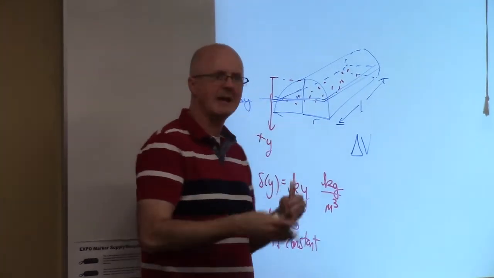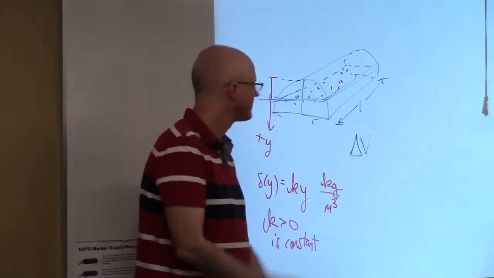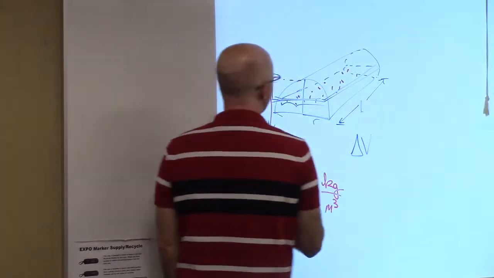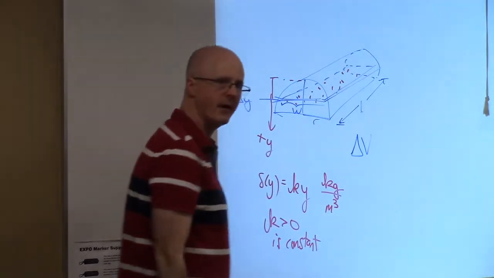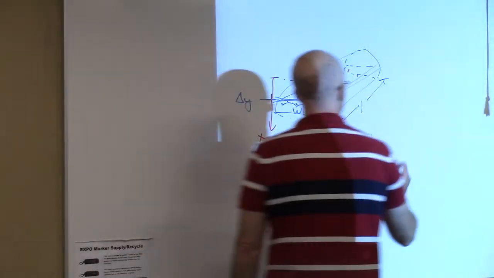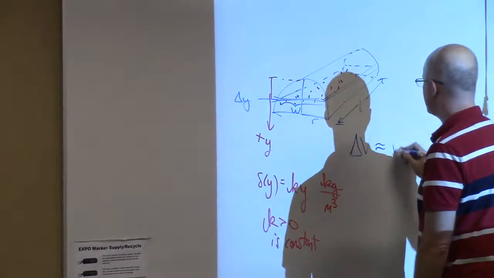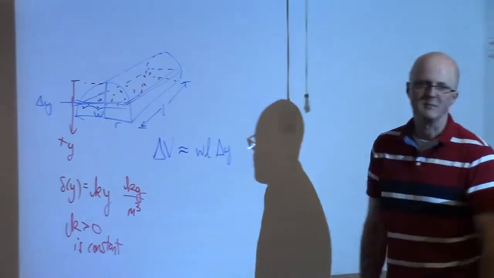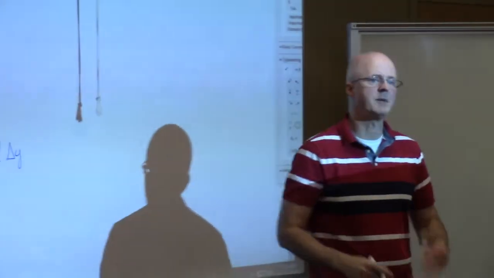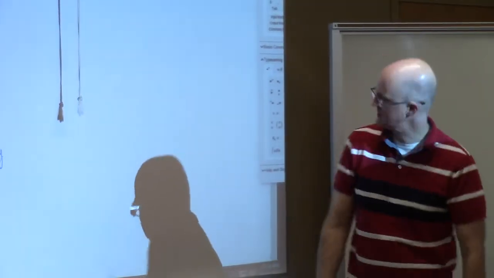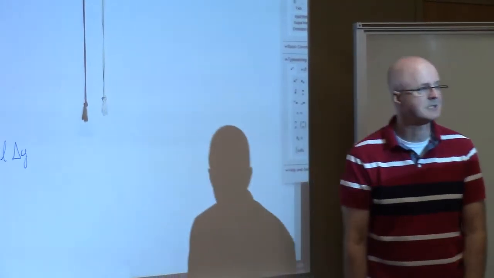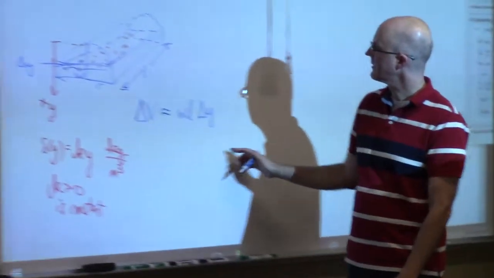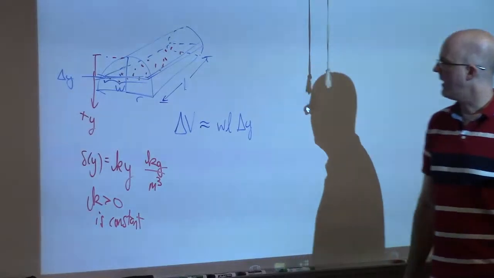The volume would be base times height times length. Let's call the base there W for width right there. This is going to be W times L times delta Y. That's an approximation because it's not exactly a box shape. It's going to have a curved side, but it's close enough when delta Y is sufficiently small. That's the kind of approach that you take. So that would be the volume of the thin slab.